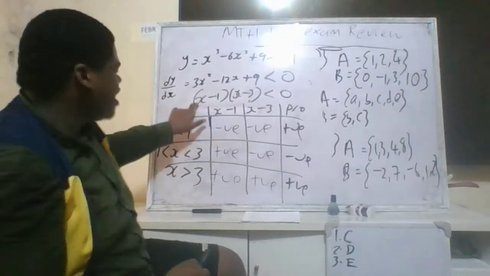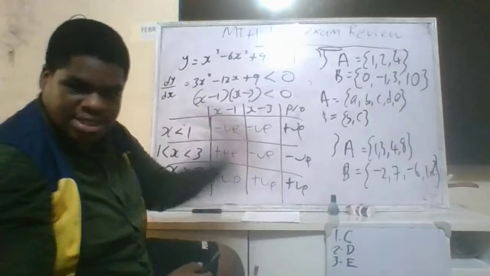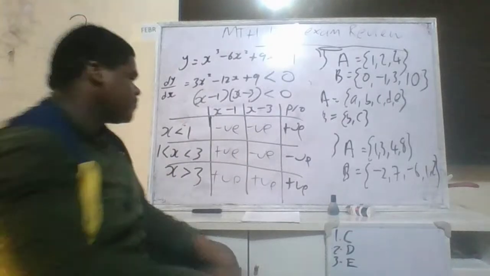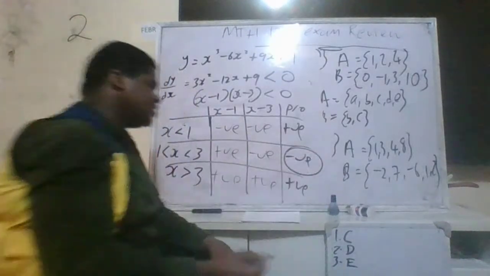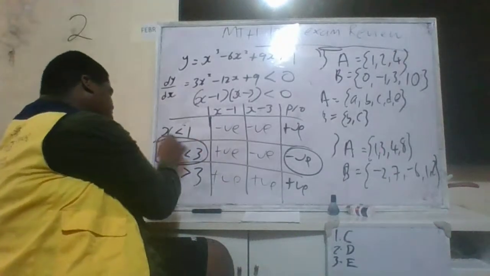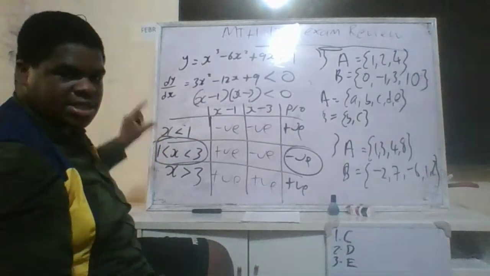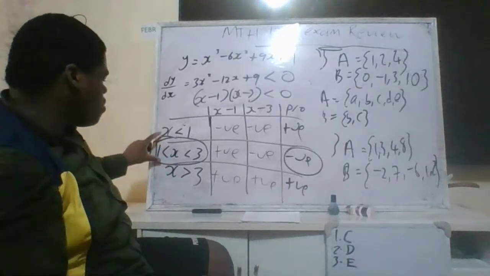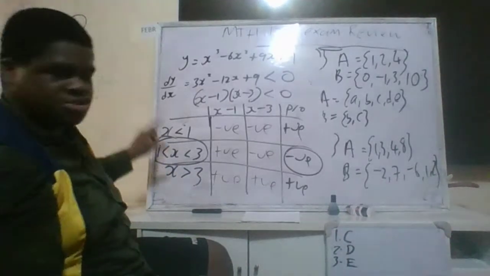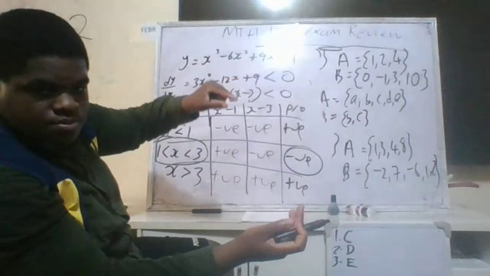We're looking for when x minus 1 times x minus 3, the product, is less than 0. But if something is less than 0, what is it? It's negative. So we're looking for this negative. And what is mapped to negative? 1 is less than x less than 3. So this is our answer: 1 is less than x less than 3. That means at the interval where x is between 1 and 3, our curve will be decreasing.